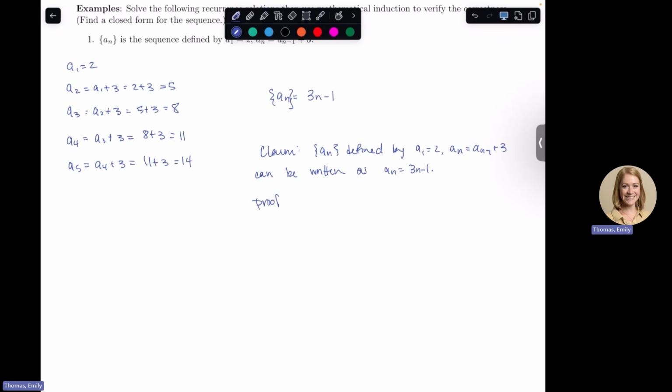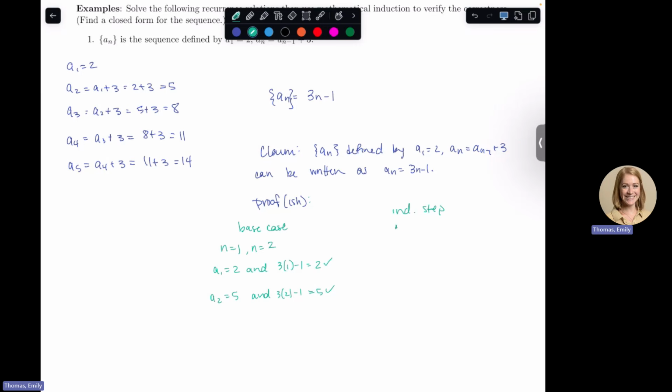Then you would do your proof with your base case. You would do n equals 1 and 2 probably. So a1 is 2 and 3 times 1 minus 1 is 2. So you're good to go. A2 is, what's A2? 5? And 3 times 2 minus 1 is 5. The base case is done.